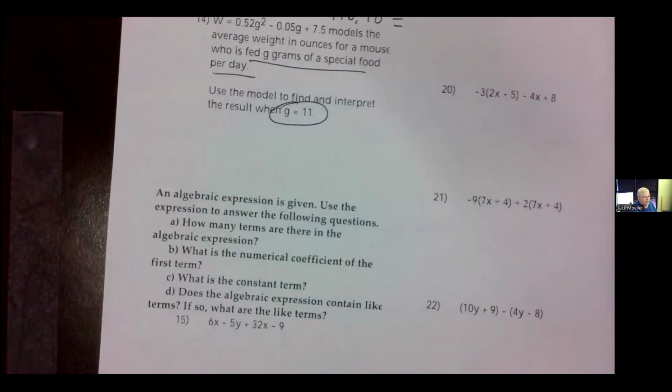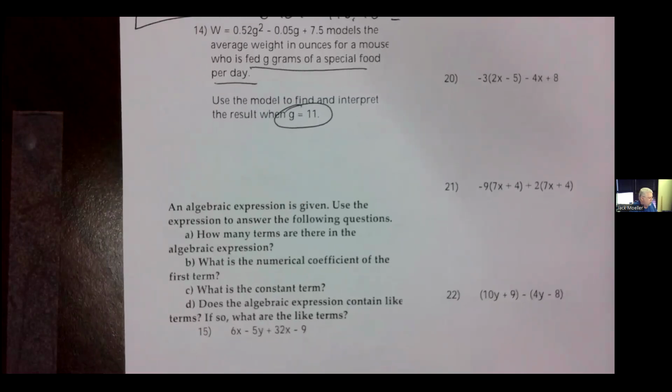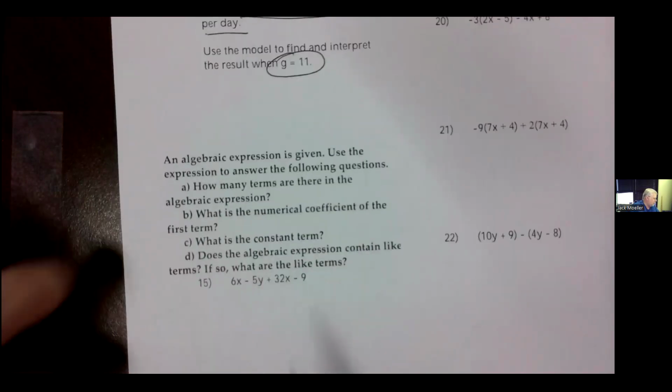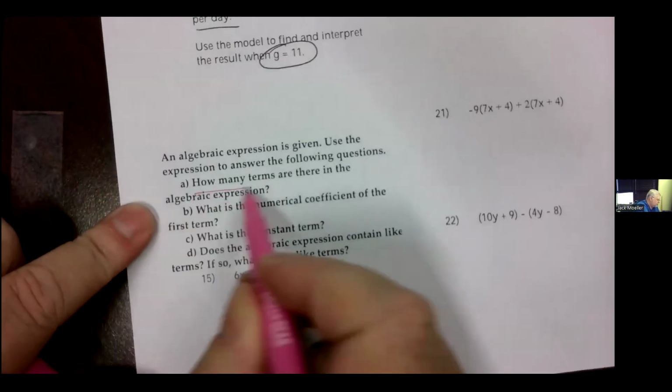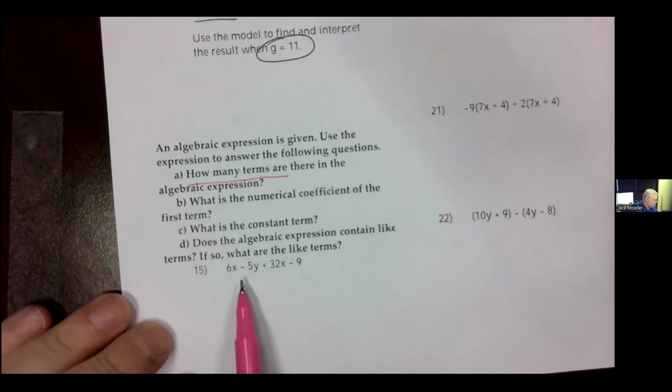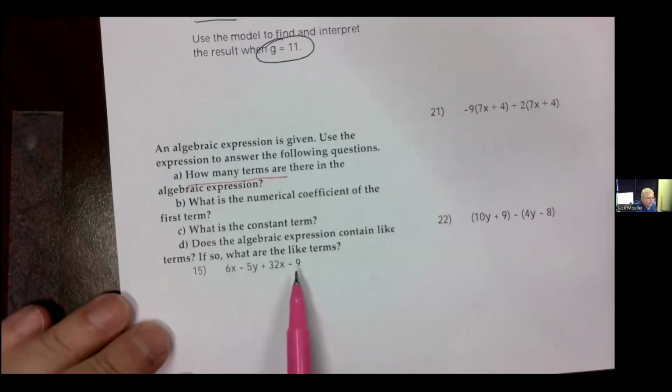Okay, so that is the first half of 6.1. The second half of 6.1 is simplifying algebraic or variable expressions. Before we get into the actual process, let's talk about the actual terms real quick. If we look at number 15, how many terms are there in an algebraic expression? Well, terms are the pieces being added and subtracted. And if you look at number 15, we have 1, 2, 3, 4 terms. There are 4 terms that are being added and subtracted.